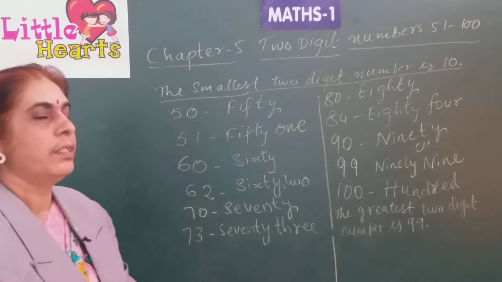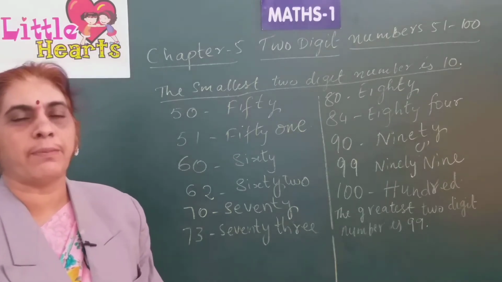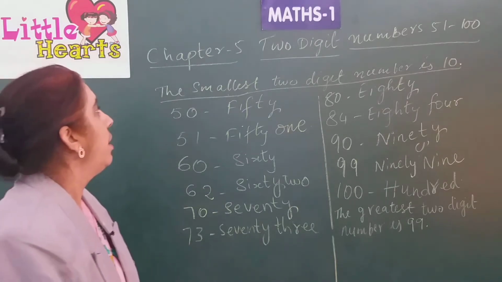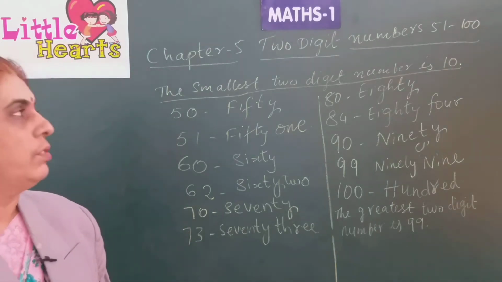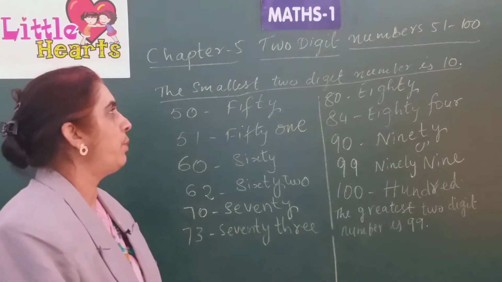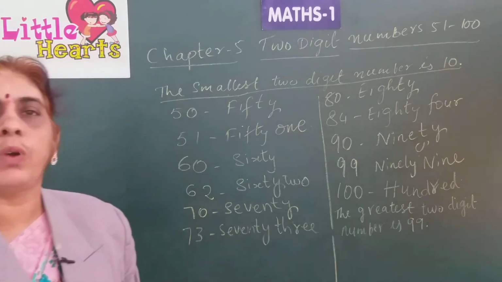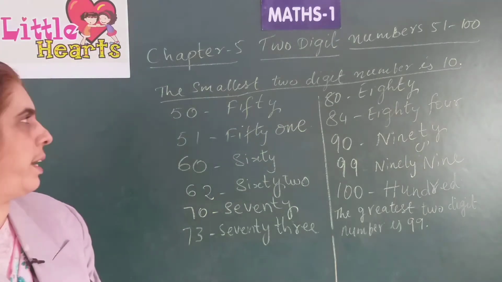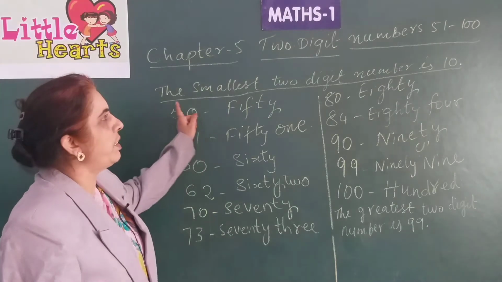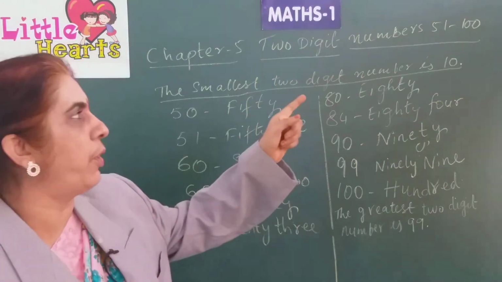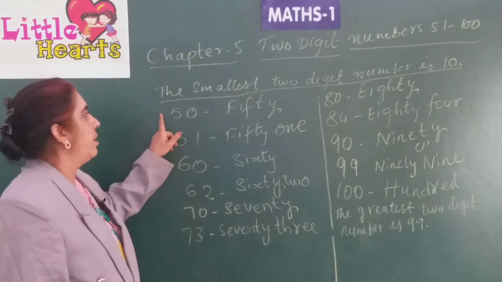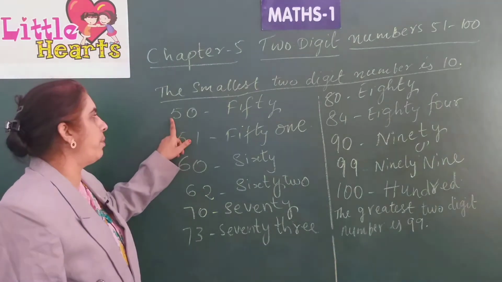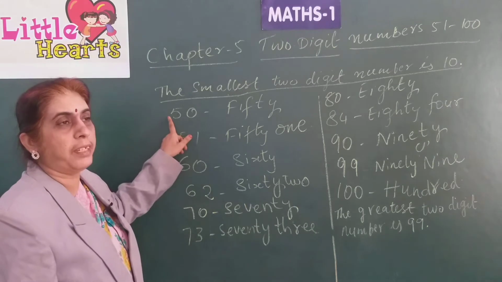Today we are going to deal with two-digit numbers 51 to 100. Children, in the previous chapter we have already learnt two-digit numbers from 10 to 50. We shall continue that. Two-digit numbers have two places, ones and tens. The smallest two-digit number is 10, and coming to 50, it has 5 in the tens place and 0 in the ones place.